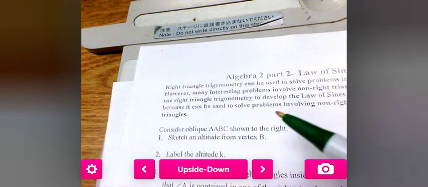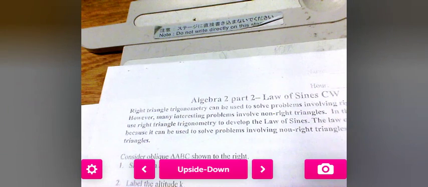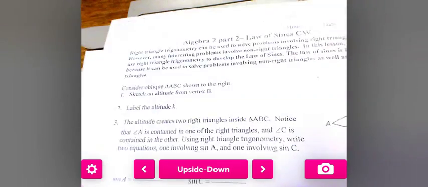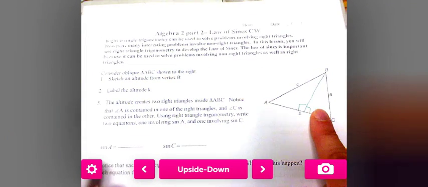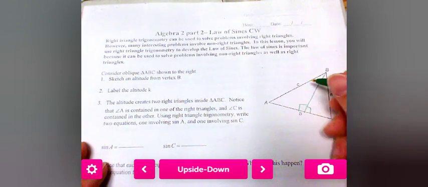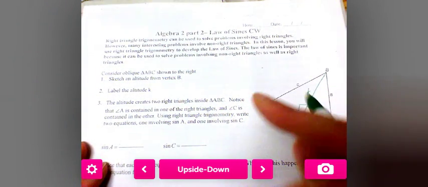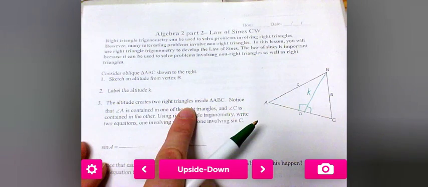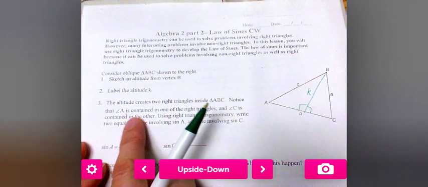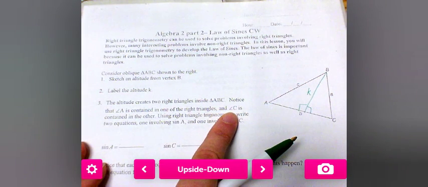Okay, we're going to sketch the altitude from vertex B. So I go straight down. Altitudes are nice because they meet the other side at 90 degrees. So it makes two right triangles. We're going to label this altitude K. The altitude creates two right triangles inside triangle ABC. Notice that angle A is contained in one right triangle and angle C is contained in the other.